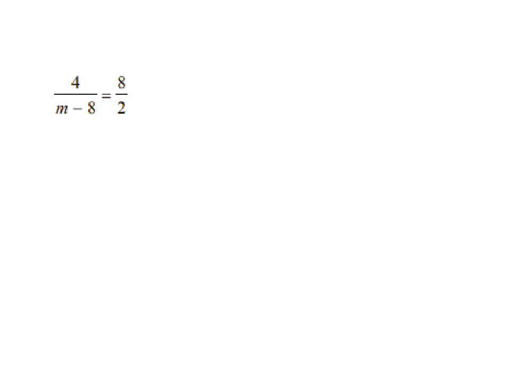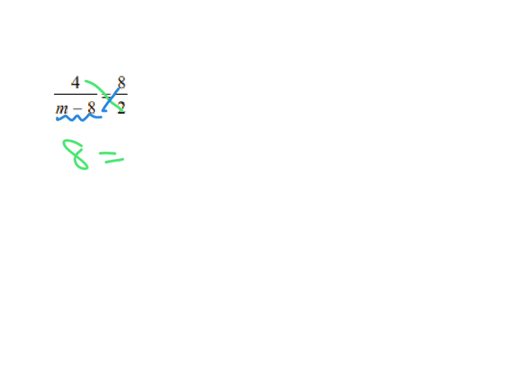Okay, so example 2, we have 4 divided by m minus 8 equals 8 divided by 2. So same thing, we're just going to cross multiply. Start with the top numerator and multiply to the bottom denominator. So 4 times 2 is 8 equals, and then we'll go the other direction. So m minus 8, the quantity of m minus 8 times 8.